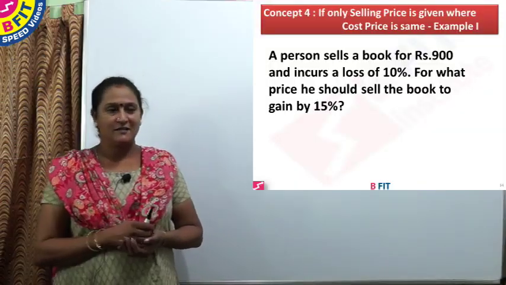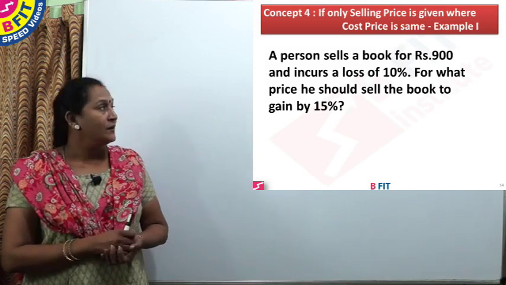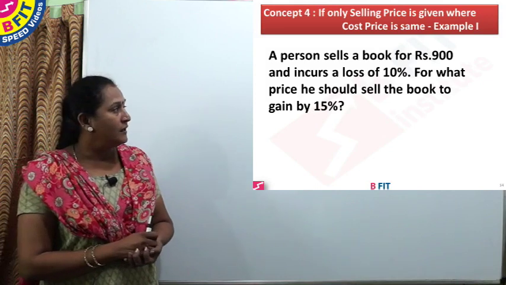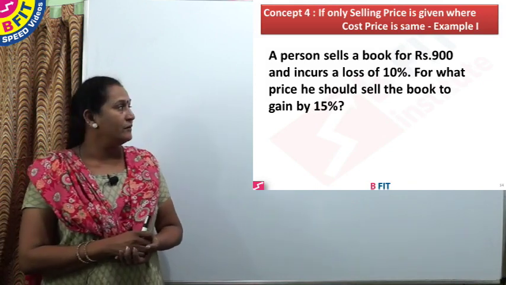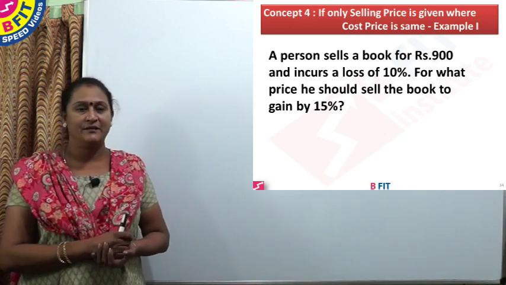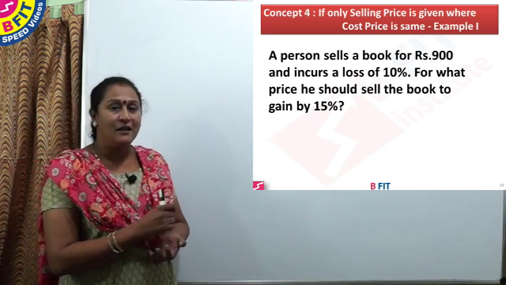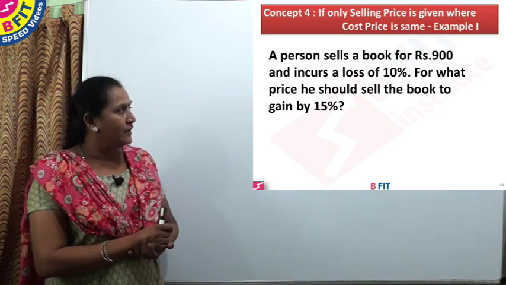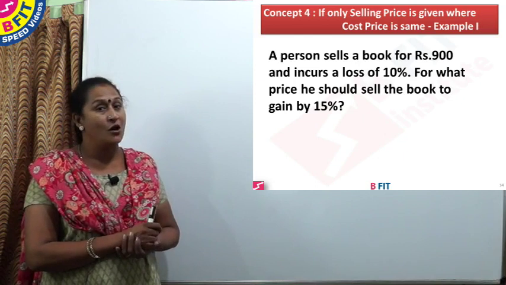Now we'll see this example. The question is: a person sells a book for rupees 900 and incurs a loss of 10%. For what price should he sell the book to gain 15%? In this, the selling price is given. It is 900. So by selling a book for 900, the person incurs a loss of 10%.